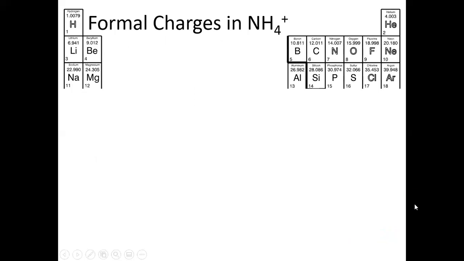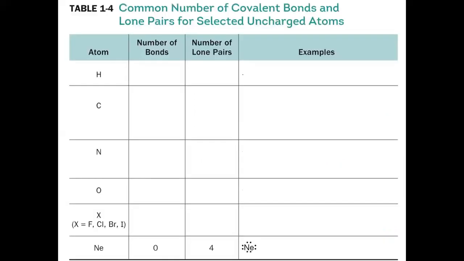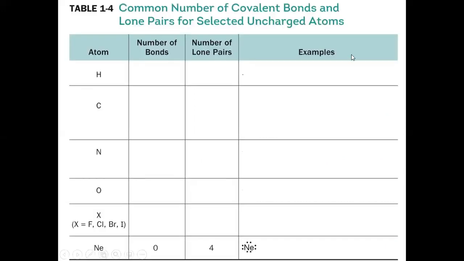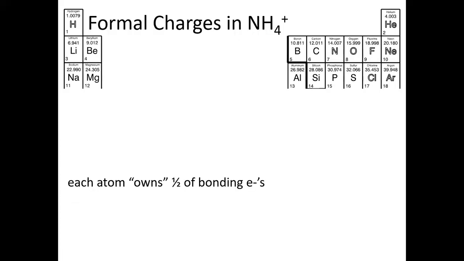So if we look here, formal charge in NH4 plus, that is ammonium. And so basically, each atom owns half of the bonding electrons. So now, when we do this, we're just going to think of the idea of what exactly is the charge on this, right? Each atom owns half of the bonding electrons, and we'll come back and do that formal charge. So, common number of covalent bonds and lone pairs for selected atoms. What this means is that each atom is going to have a preferred number of bonds and a preferred number of lone pairs. That really becomes up to us to calculate.